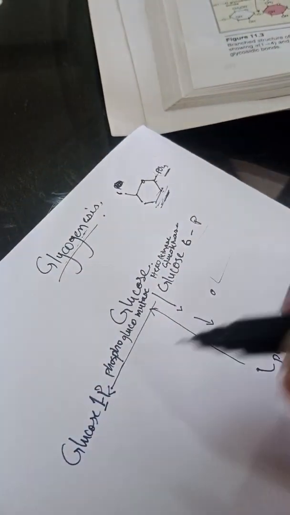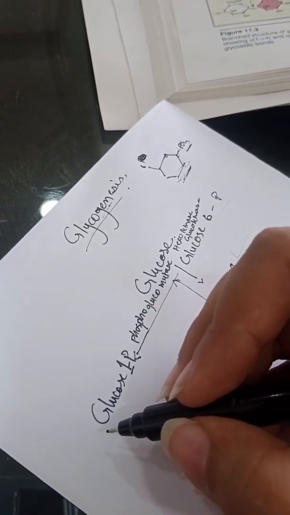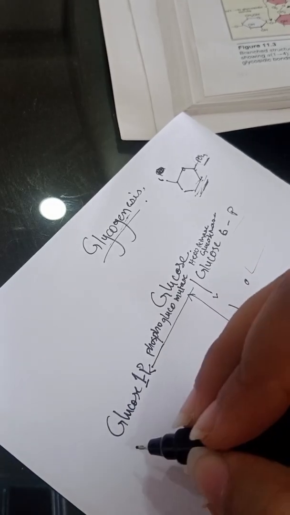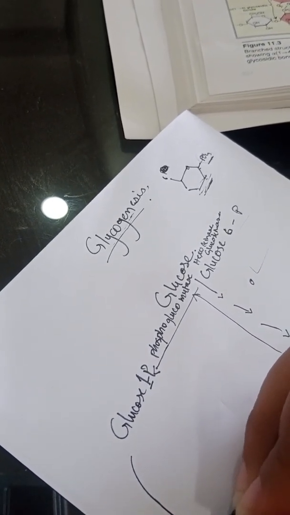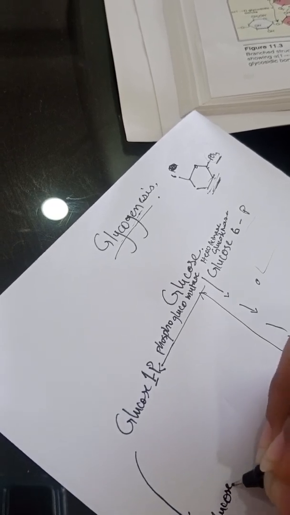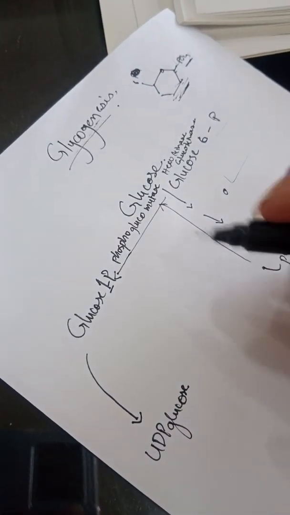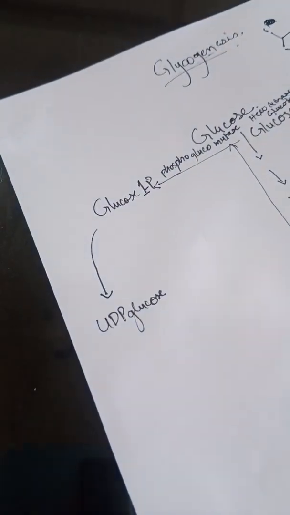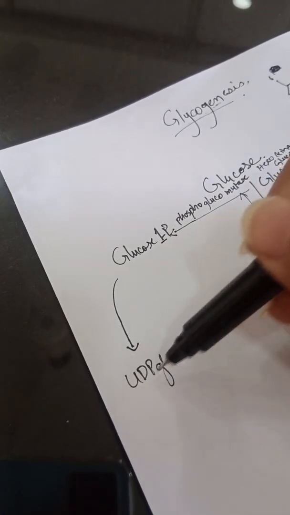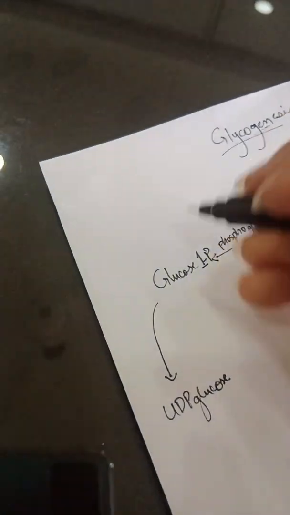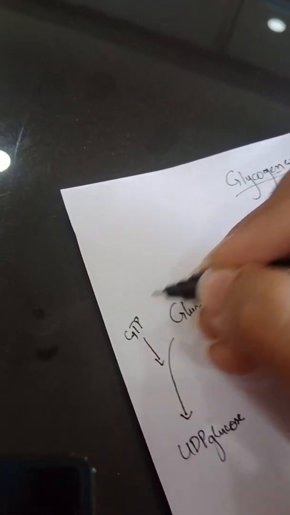What happens with glucose 1 phosphate is that it will then be converted into one particular thing which is called UDP glucose. Now we were on glucose 1 phosphate, so how did we jump from glucose 1 phosphate to UDP glucose? This is because we incorporated a molecule which is known as UTP. And what is that?